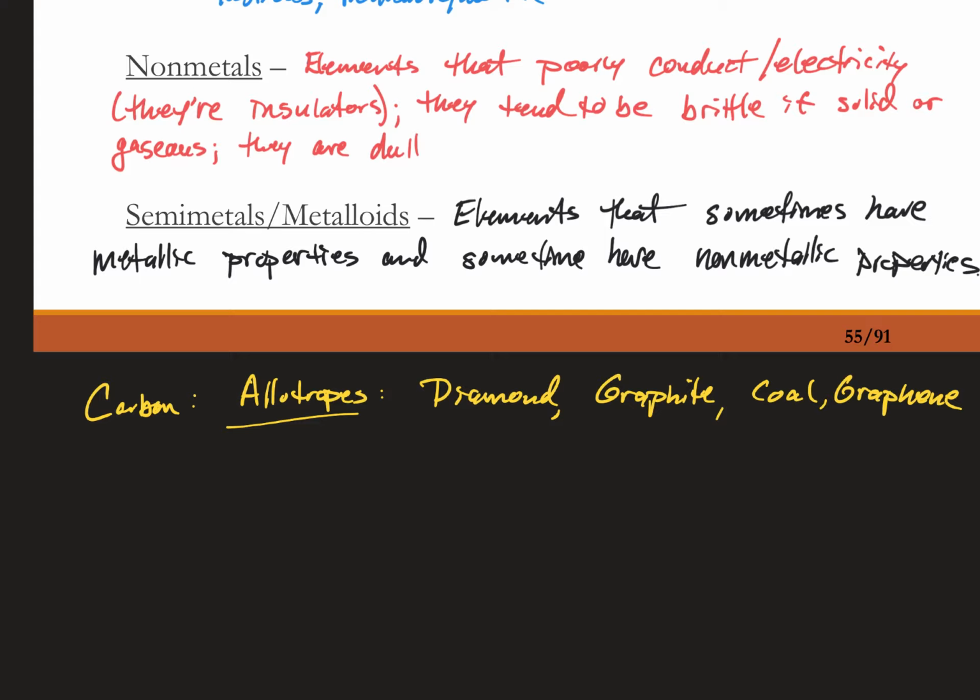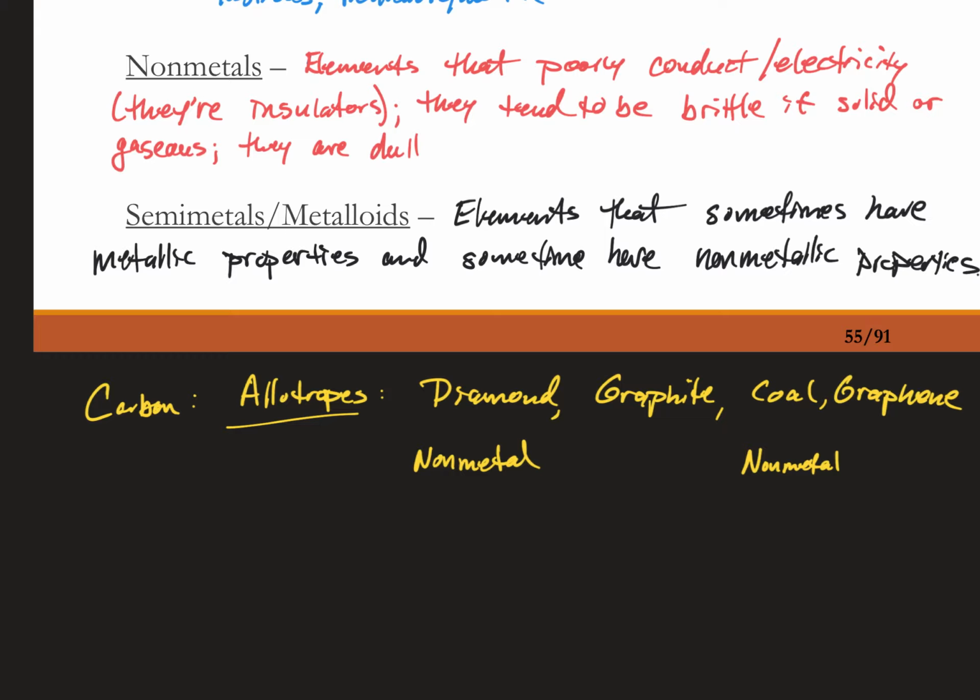Diamond is a very hard material. It's the hardest known material, but it's not malleable, it's not ductile, it's very brittle. It does not conduct electricity very well, it's not going to conduct heat, it's an insulator, so it's very much a nonmetal. And the same would go for coal. It's a nonmetal. It's dull, black, doesn't look like a metal, doesn't conduct electricity or heat, it's definitely brittle.